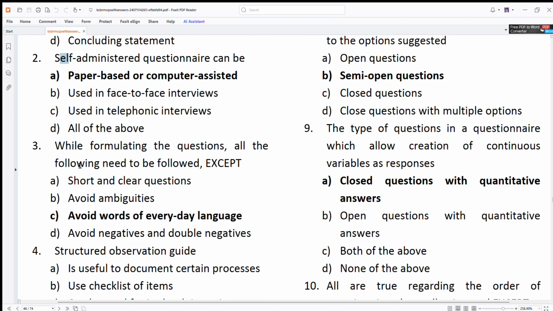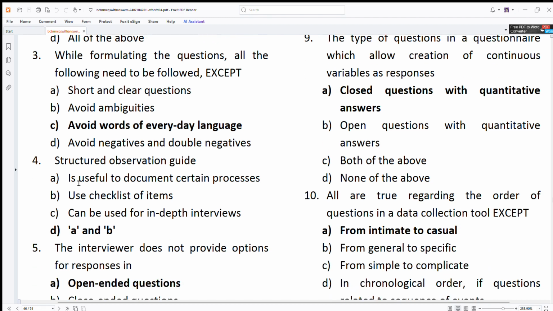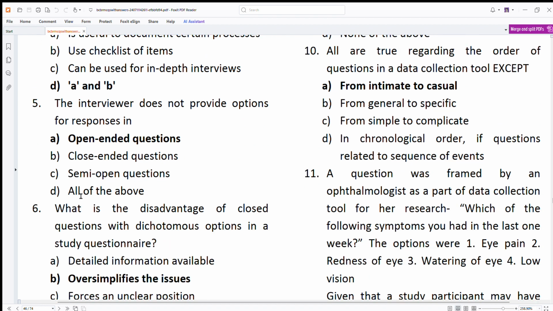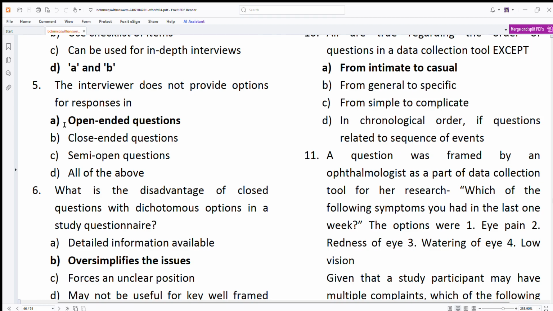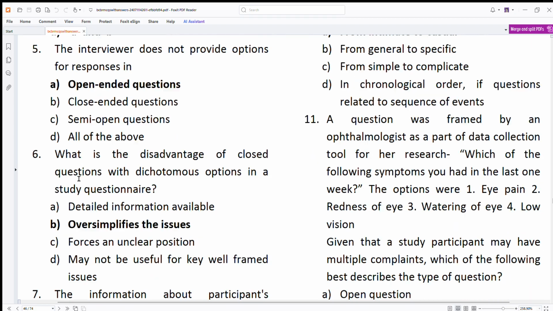Another question on the following should avoid words of every. Yeah, this we should avoid. Structured observation guide is useful to document use checklist. Yes. The interviewer does not provide responses. Yeah, open-end question, no response at all.